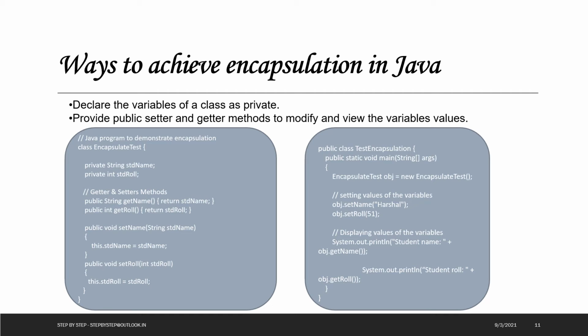So if you have to access the values of these variables from another class, let's say TestEncapsulation, you need to call the set name and set role methods to assign the values. And if you want to retrieve the values, you need to call the get name and get role methods. So you basically deal through getter and setter methods to get the values of the private student name and student role variables from the EncapsulateTest class. So that's how encapsulation works, and it also blocks direct access to the variables from outside the EncapsulateTest class.